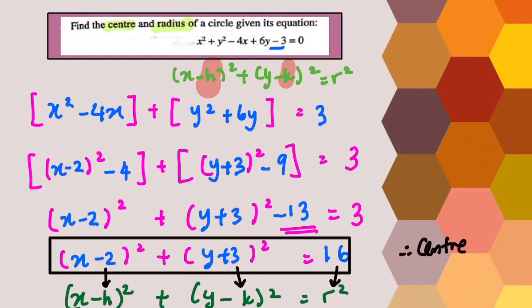So let's conclude our answer. Your center now is equal to (2, −3), while your radius is equal to 4, because r squared is equal to 16, therefore r is equal to 4. So this is your final answer for this question.